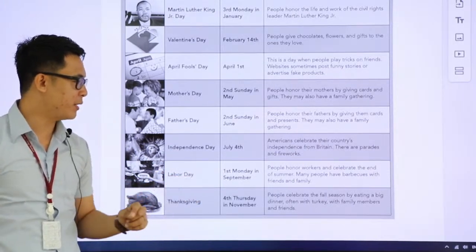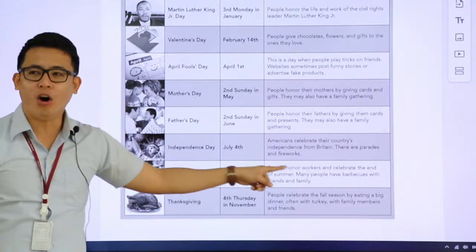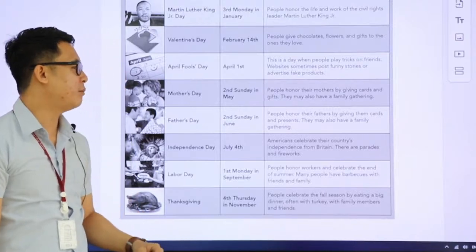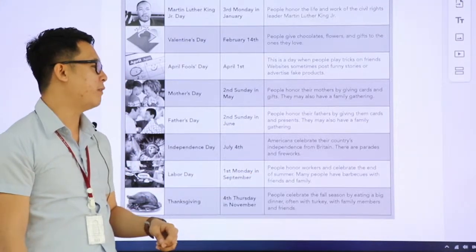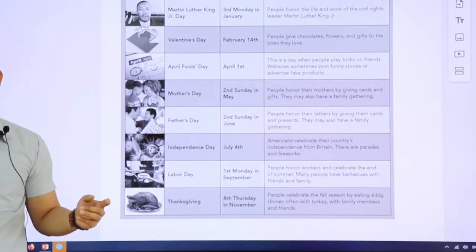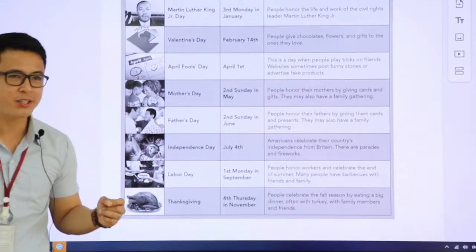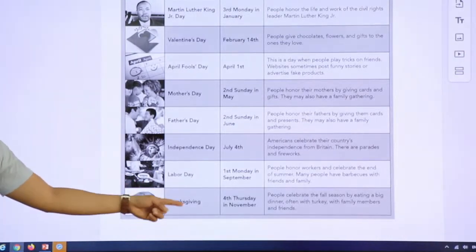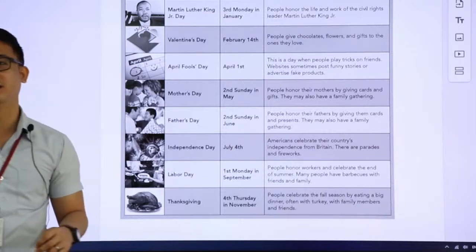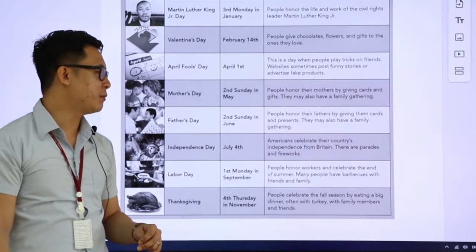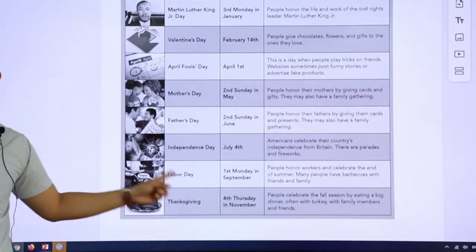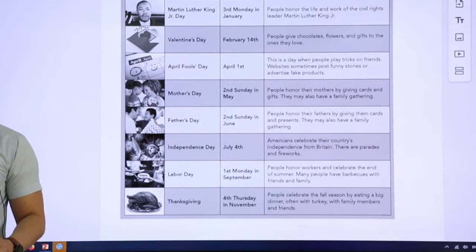Labor Day, first Monday in September. People honor workers and celebrate the end of summer. Many people have barbecues with friends and families. You celebrate it with your co-workers, co-employees also. Now the last one, Thanksgiving. It's on the fourth Thursday in November. People celebrate the fall season by eating a big dinner, often with turkey, with family members and friends. This is a picture of turkey, a symbol of Thanksgiving.